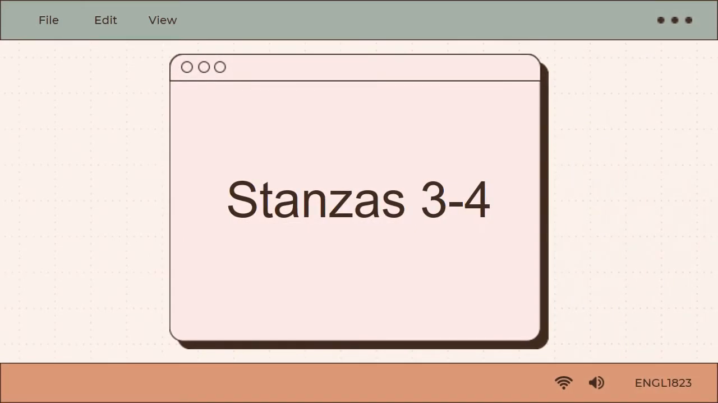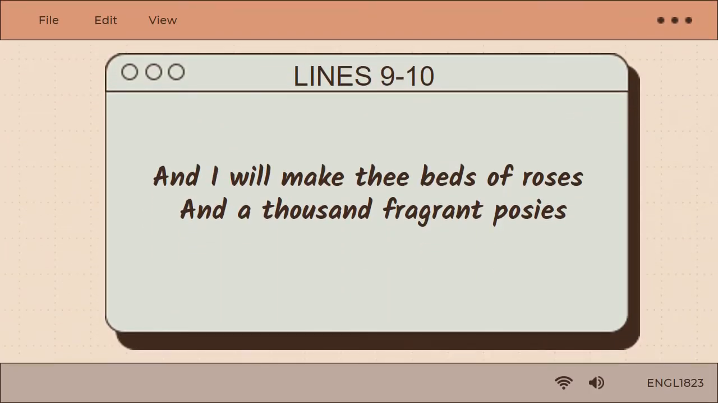Let us now move forward to discuss stanzas 3 and 4. For lines 9 and 10: "And I will make thee beds of roses and a thousand fragrant posies." Now the speaker is talking about making things, beds of flowers in this case. Wait a second, beds of flowers, flower beds. Do we smell a pun in the oven?